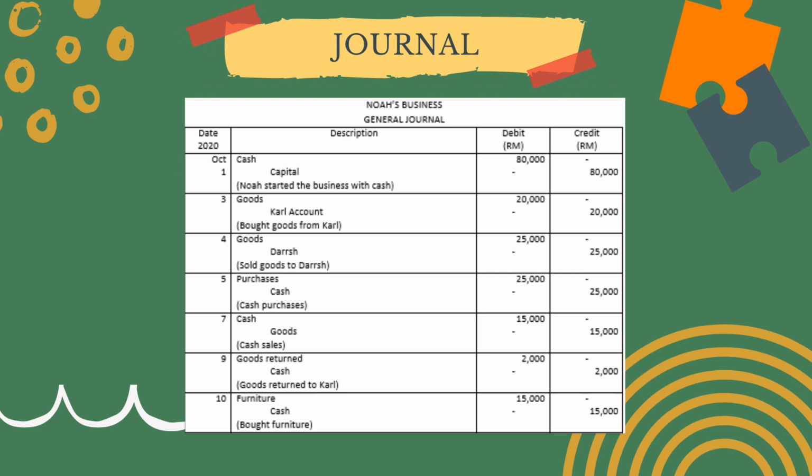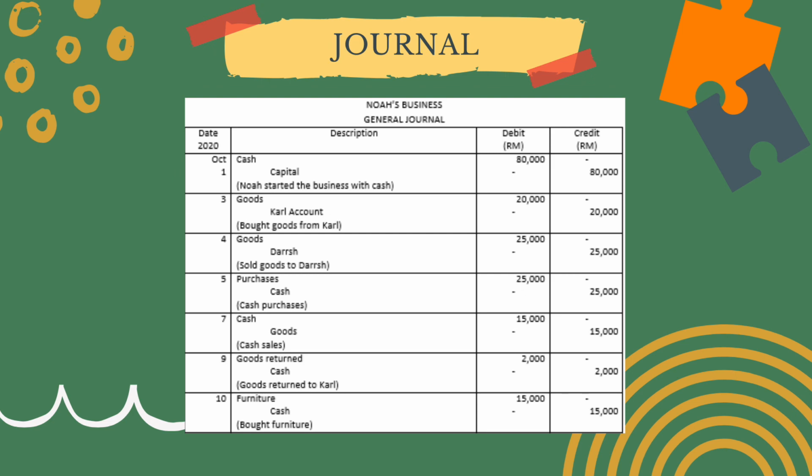On 3 October, the goods account stands at debit and the cash account at credit as 20,000. On 4 October, the goods account stands at debit as 25,000 and the cash account at credit as 25,000. On 5 October, the purchase account at debit is 25,000 and the cash account at credit is 25,000. On 7 October, the cash account stands at debit as 15,000 and the goods account at credit as 15,000.